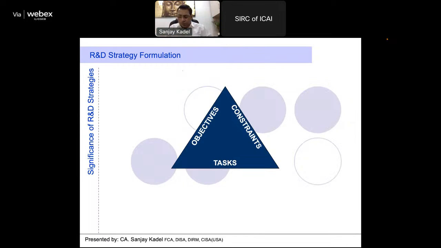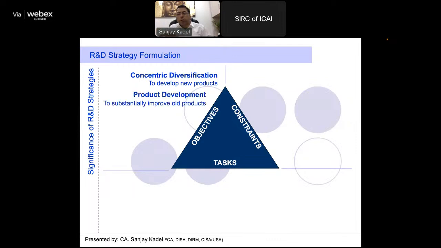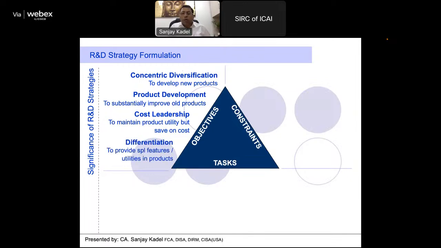Coming to objectives. It can be for developing new products, concentric diversification. It can be for substantially improving your old products, that is product development. It can be for maintaining the product features but saving the cost of production, that is the approach of cost leadership. Or it can be to achieve differentiation, that means you want to incorporate some special unique features in your product. So R&D purpose can be concentric diversification, product development, cost leadership, or differentiation.